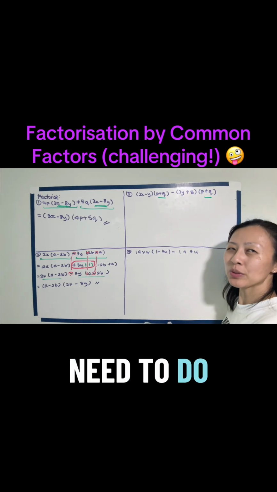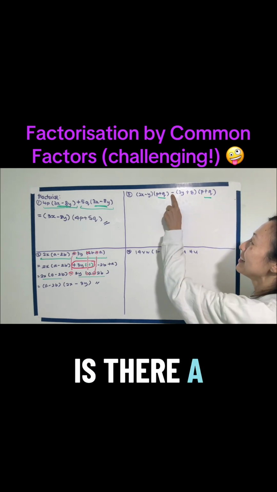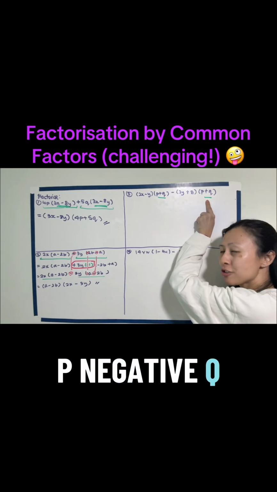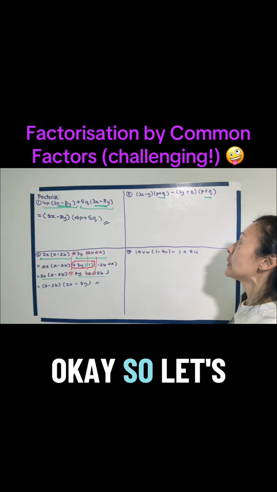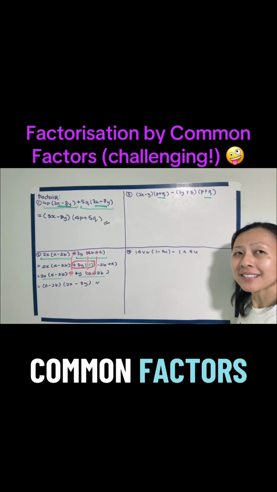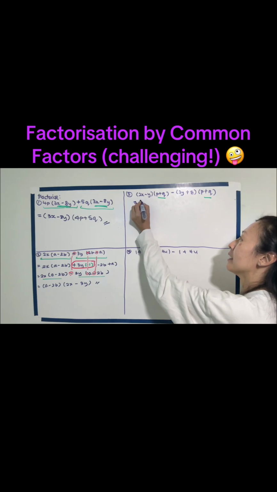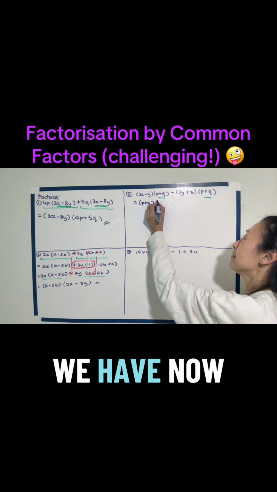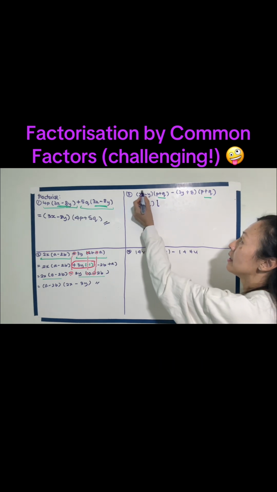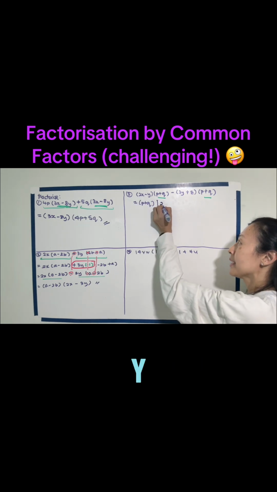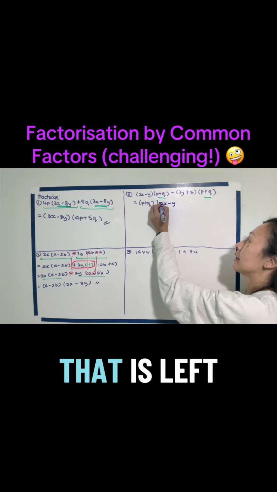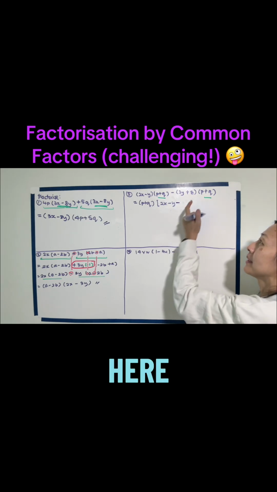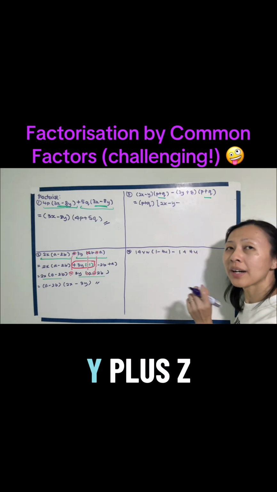Is there a need to do magic? Is there a need to change this to a plus and this to a negative p, negative q? No, no need. So let's bring out the common factors. P plus q, and what have we left? Now this part, be careful: 2x minus y is left, and minus, what is left from here? The entire 3y plus z.